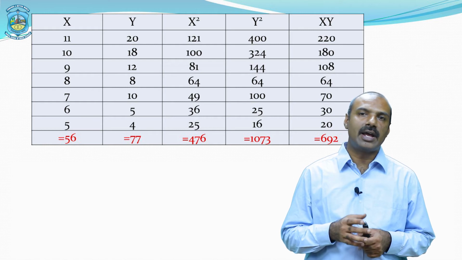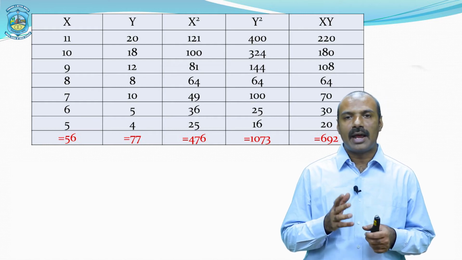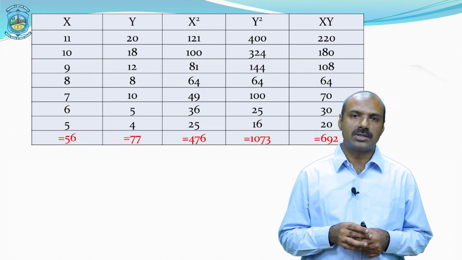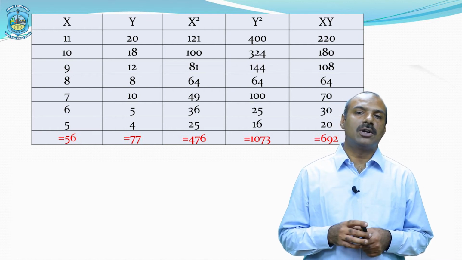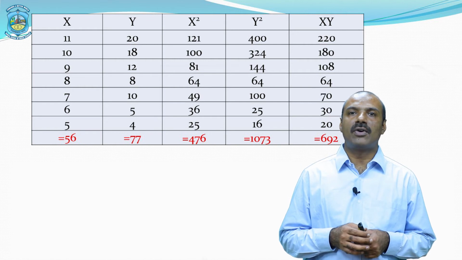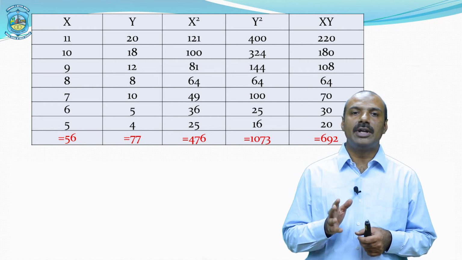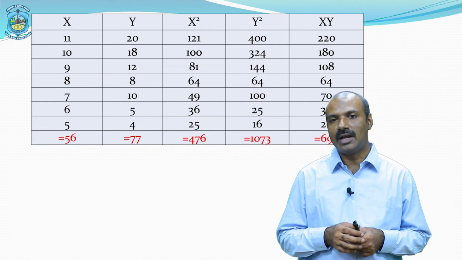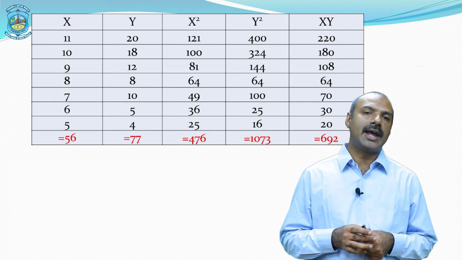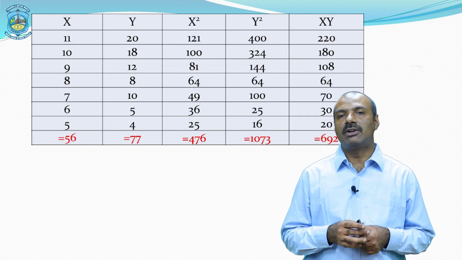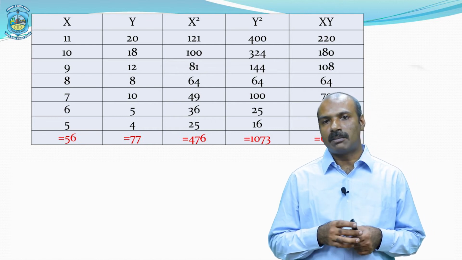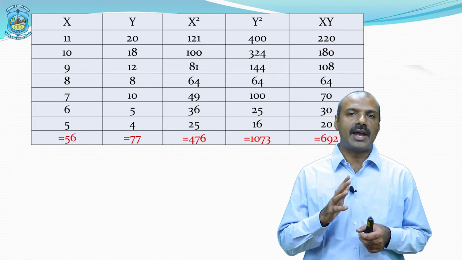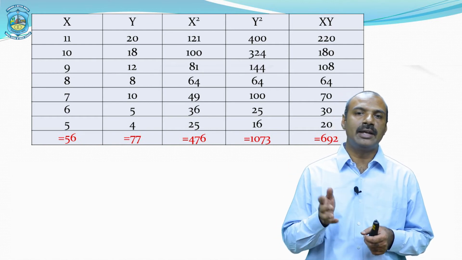Likewise, we can calculate x square and y square, and in the end we can find the sum of x square and sum of y square. In the last column, we have to calculate the product of x and y, where we need to find the multiplication of the corresponding values of x and y. As we can see, the first value under x is 11 and the first value under y is 20, so the product will come out to be 220. Likewise, we can calculate the product of x and y, the corresponding values, and then in the end we can find the sum.